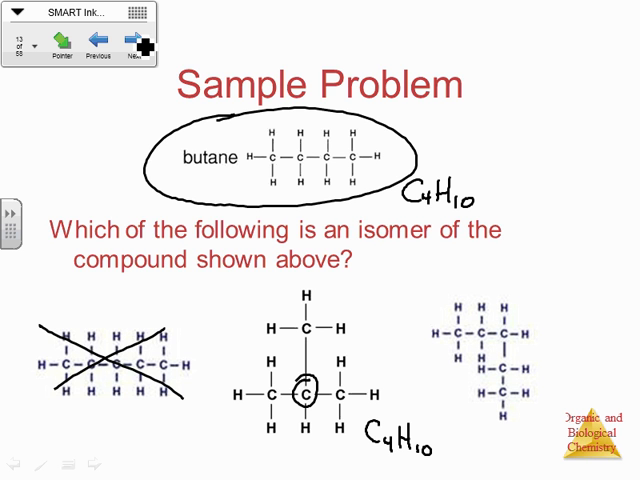Now it's asking which of the following is an isomer. So this is probably our only one right here, but we can check the last one just to make sure. The last one has, again, 5 carbons, so that's out. So that's how you identify an isomer. You're looking for something that has the exact same formula.